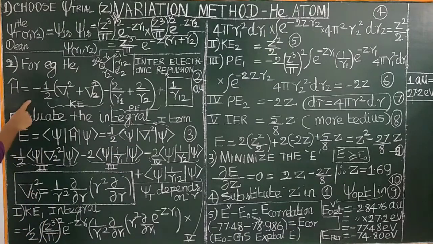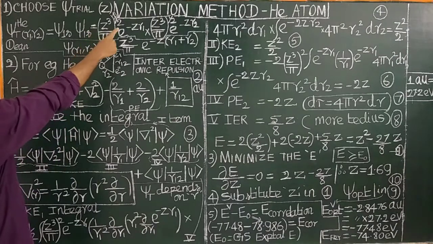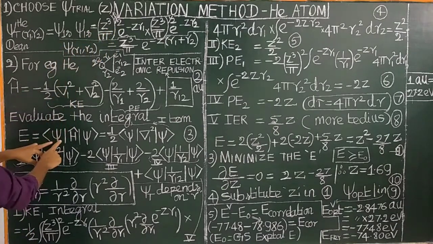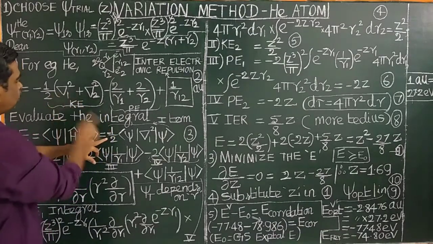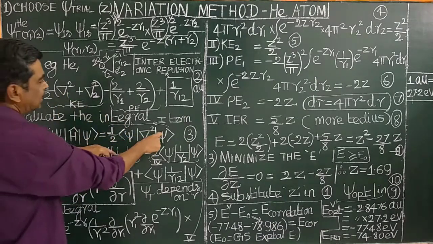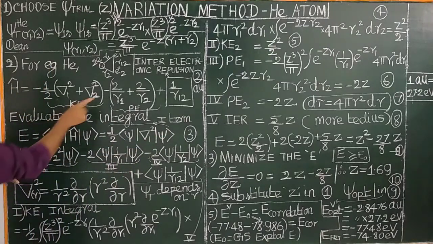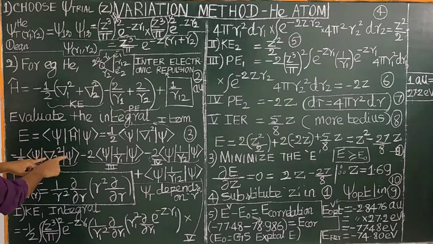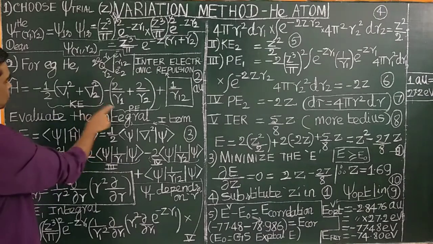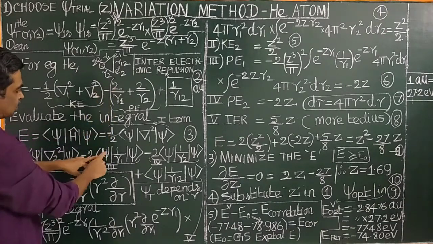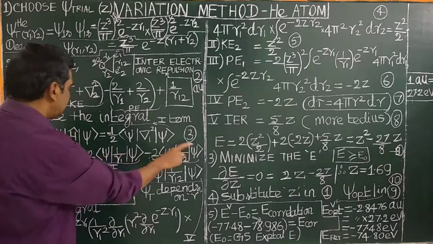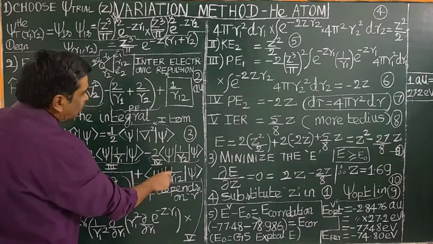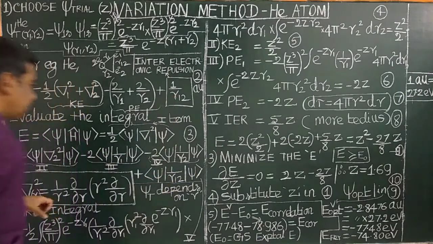Let us substitute and evaluate the integral. Let us substitute this H, and you know ψ also, the trial wave function. ⟨ψ|H|ψ⟩ equals, in bracket notation, −1/2 ⟨ψ|∇1²|ψ⟩. Similarly, −1/2 ⟨ψ|∇2²|ψ⟩, minus 2, you take out 2, ⟨ψ|1/r1|ψ⟩. Similarly for this, and similarly ⟨ψ|1/r2|ψ⟩ in bracket notation.